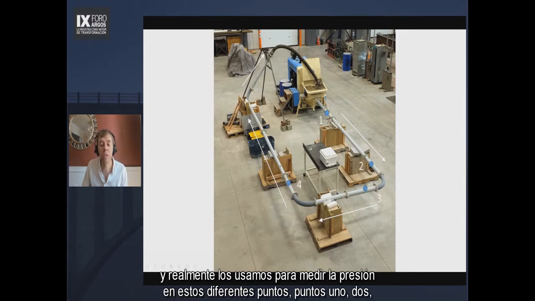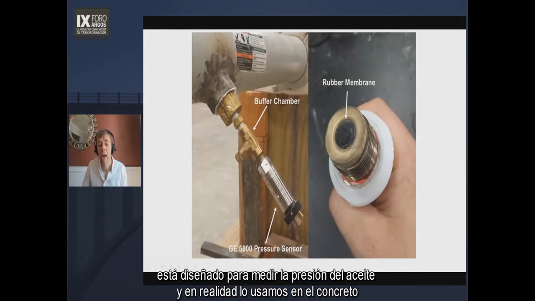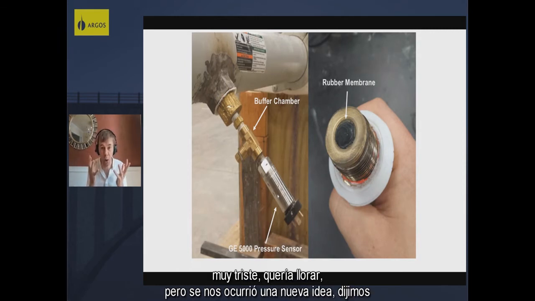And we actually measure the pressure at these different points, point 1, 2, 3, and 4. And how we do that is we use this pressure sensor. Now this sensor is designed to measure oil pressure. And we actually used it in the concrete at the beginning, but it broke. It broke many times. It was really sad. We wanted to cry. But we came up with a new idea.